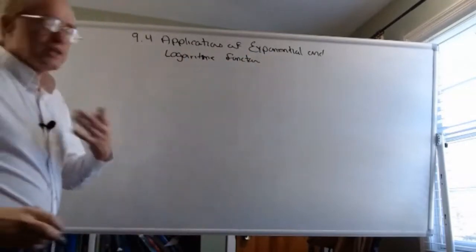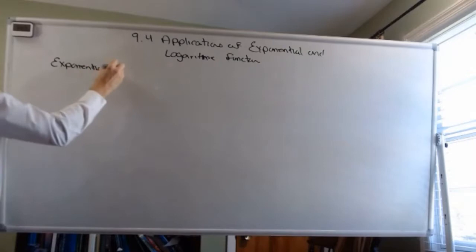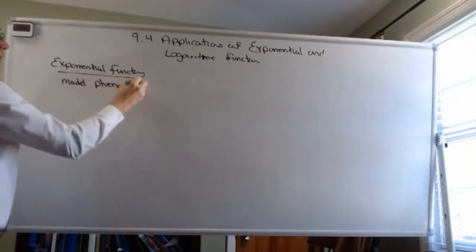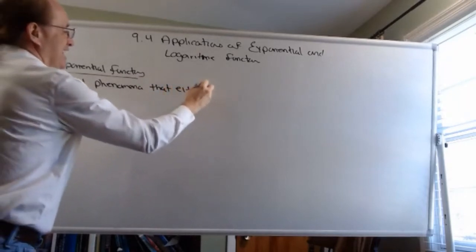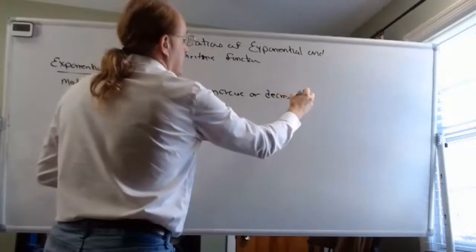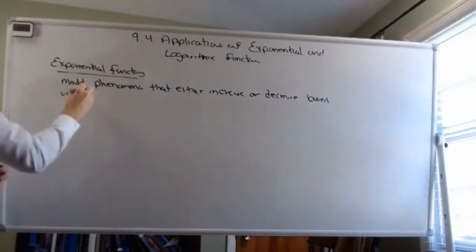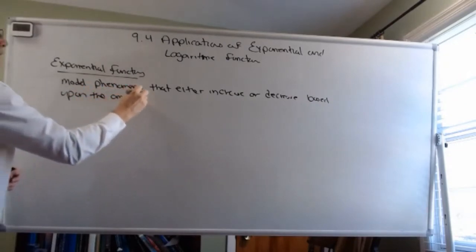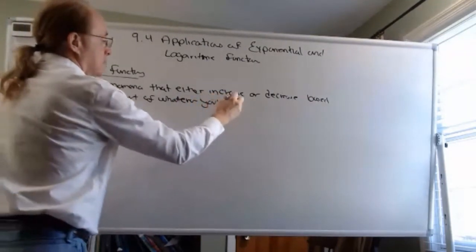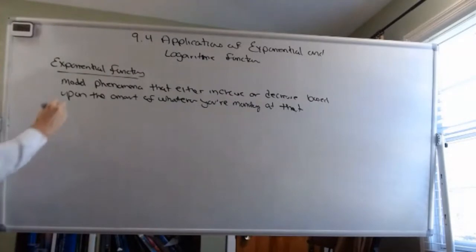Okay, let's just kind of, in general, you can read through the textbook for more of the details. In general, for exponential functions, they are useful when you want to model phenomena that either increase or decrease based upon the amount of whatever you're modeling or monitoring present at that instant of time. It's always based upon the present state.